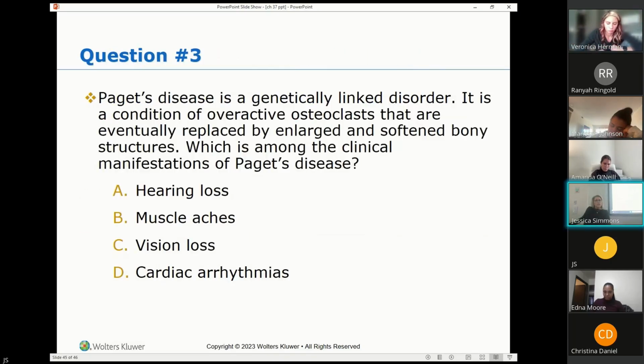Paget's disease is a genetically linked disorder. It is a condition of overactive osteoclasts that are eventually replaced by enlarged and softened bony structures, which is among the clinical manifestations of Paget's disease.